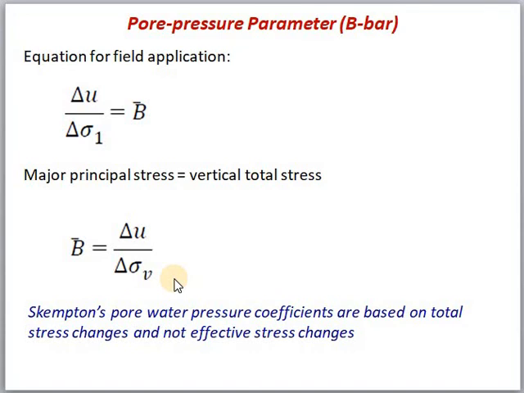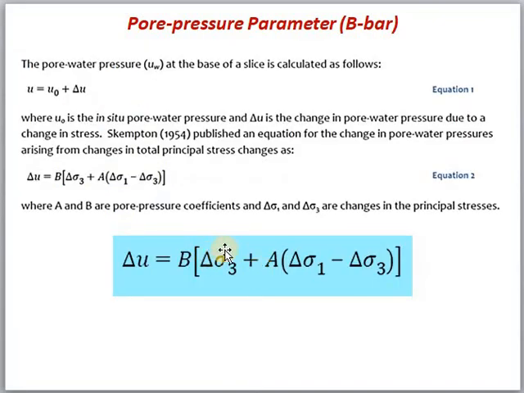So we are correlating the major principal stress with the actual vertical stress applied in the field. And this Skempton's parameters is always based on the total stresses. So we can see here all the equations in this equation as well. You can see it is delta sigma 3 and delta sigma 1. It is not delta sigma 1 dash or delta sigma 3 dash. That means the Skempton pore pressure parameters are always evaluated for the case of total stresses, not the effective stresses.